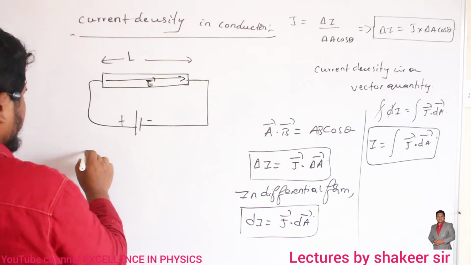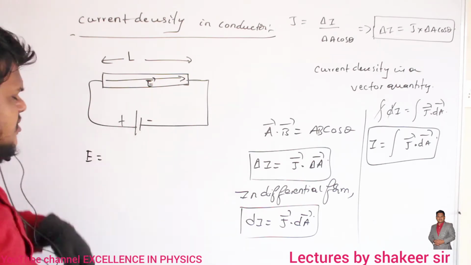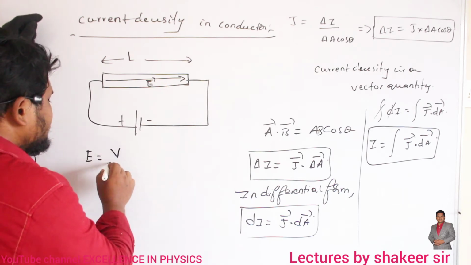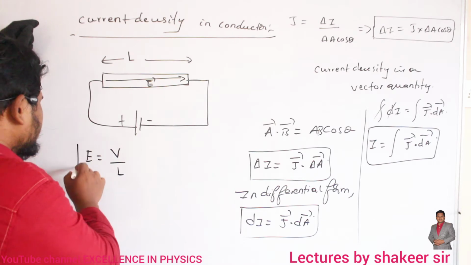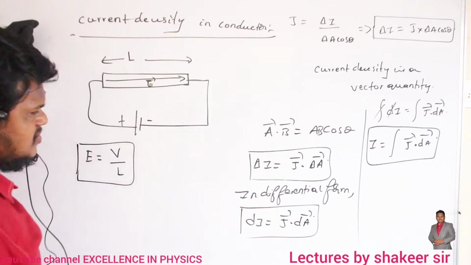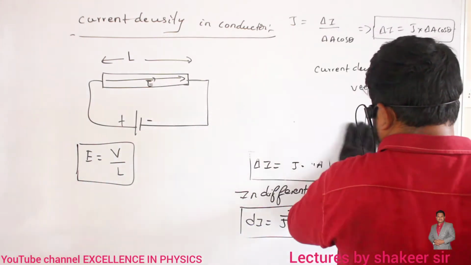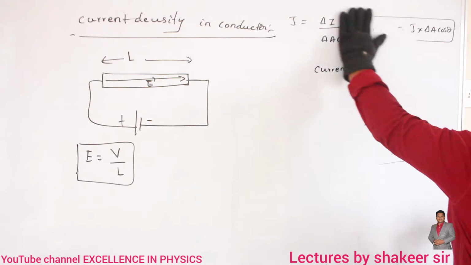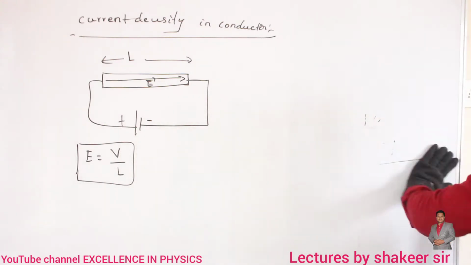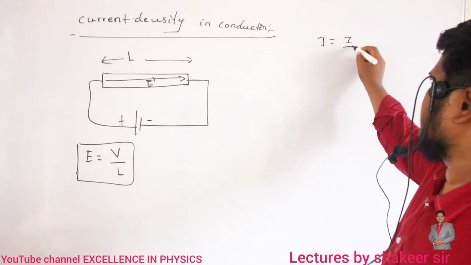So what is the magnitude of E? We know E is equal to minus dV by dr. In this condition, E can be written as the potential difference applied per length of the conductor, so E is equal to V by L. Already many times we have derived this relation. Now, how can I write an equation for current density in the case of a conductor? Let us see. Current density J can be written as I by A.